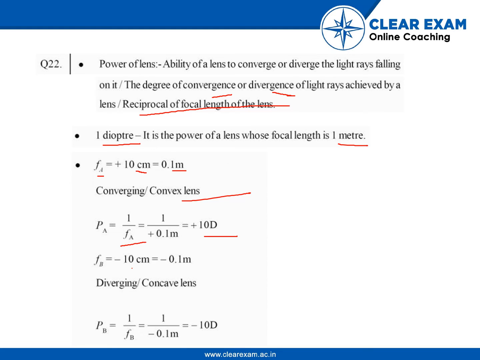And the focal length of B is given as minus 10 centimeter. Here we have converted to meters, that is minus 0.1 meter, and it will be the diverging concave lens. To calculate the power, the formula is 1 upon the focal length of B lens, that is 1 upon minus 0.1 meter. So the power will be minus 10 diopter.